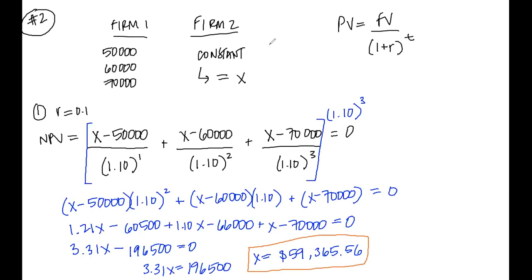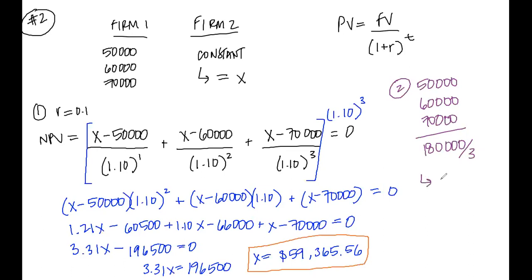So finding the average for the first firm, we can just add up the three numbers and then divide by 3. So 50,000, 60,000, 70,000. All of that added together gives us 180,000. And then we can divide that by 3. So we see that the average wage, or the average annual salary for the first firm, is 60,000.